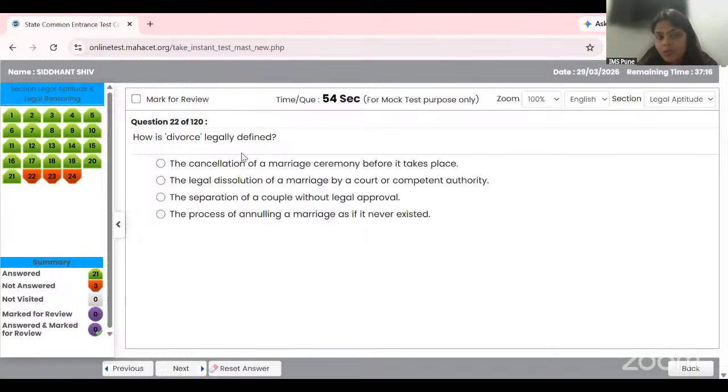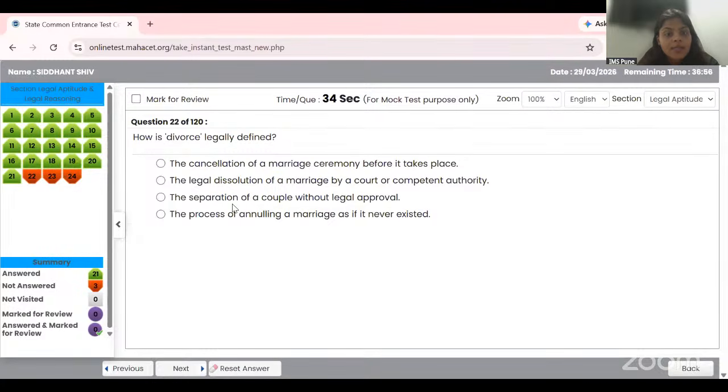If you have to define divorce, what is the legal definition of it? So first is the cancellation of a marriage ceremony before it takes place. Divorce happens once a marriage ceremony is done, in order to end that marriage. So before is not the right answer. Then there is legal dissolution of marriage by the court or competent authority.